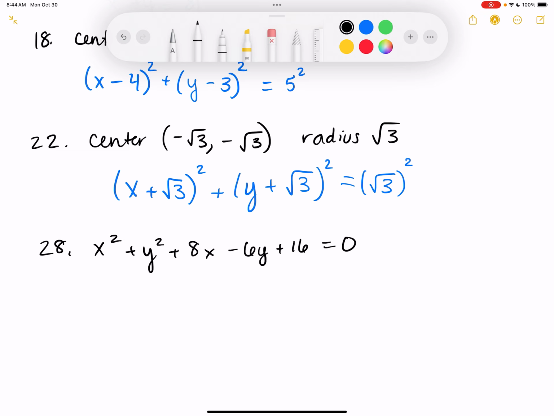And so I'm going to move this 16 over, and then I'm going to line up the x's and the y's together on the left side. So this is going to be x squared plus 8x plus, and this is where we do the box, and we're going to figure out what goes in the box, plus y squared minus 6y plus another box, so this is where it's a little different than what we've done in the past, is equal to negative 16. And then because I'm adding 2 boxes on the left, I need to add 2 boxes on the right.